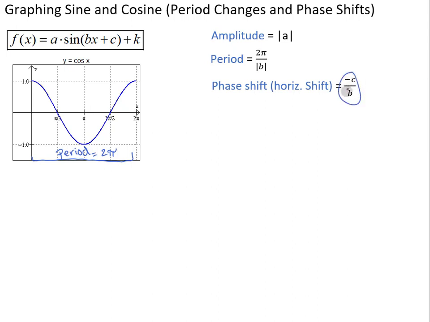By doing the opposite of c over b, that sign is going to tell me if this value comes out negative, we've shifted left. If it's positive, we shift right. Okay, and then of course the vertical shift we've just kept as k, since with h and k we've used in the past. Here, to find the h value, we're essentially using this formula. Okay, but h and k are horizontal and vertical shift. It's just called the phase shift for sine and cosine graphs in most trig functions.